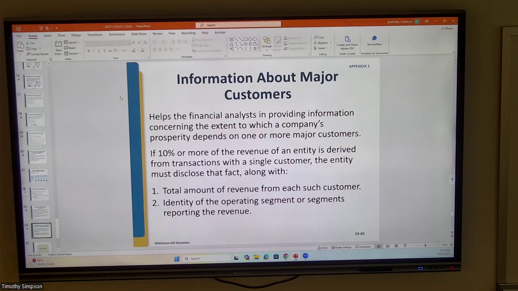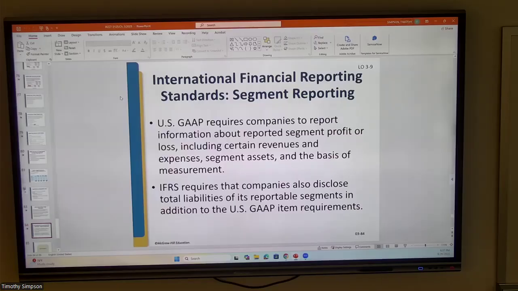And one final thing here, the very last, is in the international standards. US GAAP requires companies to report based upon individual segment areas. Also, the IFRS standards require that companies disclose the amount of liabilities that belong to those, in addition to U.S. GAAP item requirements. The standards are a bit different, and there are a lot of differences between GAAP and IFRS standards, and those are things that we talk about intermittently here in intermediate accounting.